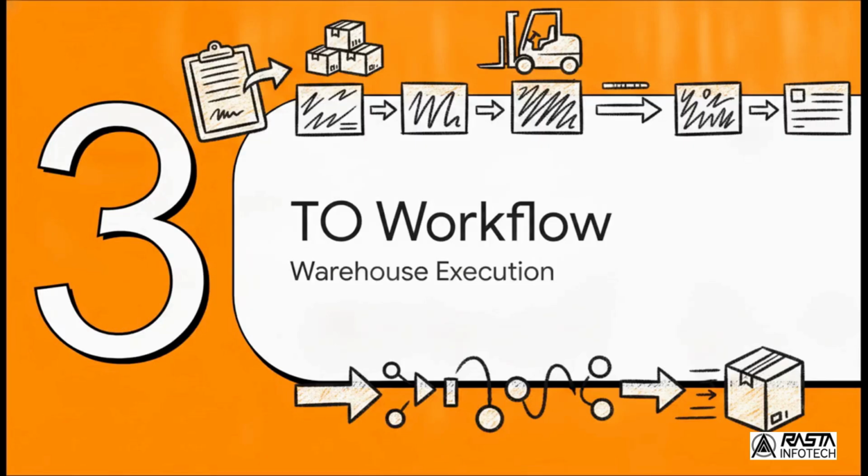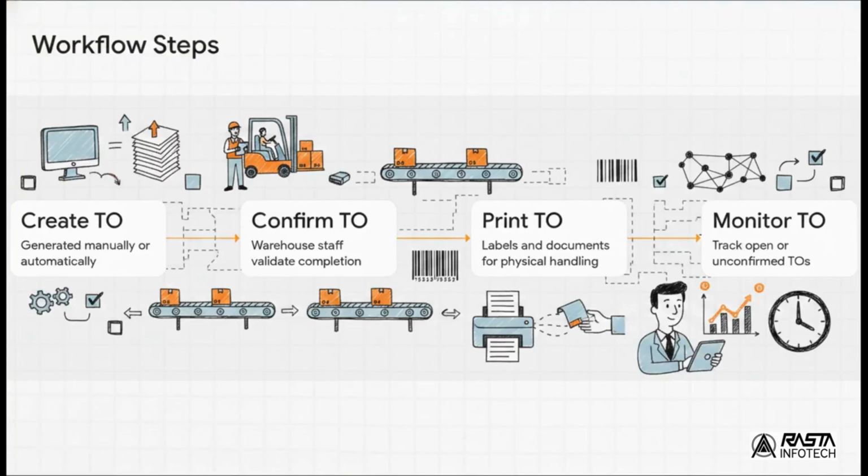Okay, let's look at part three, the transfer order workflow. What's really interesting is how these documents flow logically through the system, creating a direct business impact at every single phase. Step one is creating the TO. You can do this manually or have it generated automatically from transfer requirements, which ensures things happen on time. Then, step two, the staff confirm the TO. This is where they validate that the task is actually done, which totally locks in accountability. Step three is printing the TO, getting those labels and documents ready for the physical handling out on the floor. And finally, step four, managers monitor the open TOs. This gives you that absolutely crucial real-time visibility into what's actually happening out there.